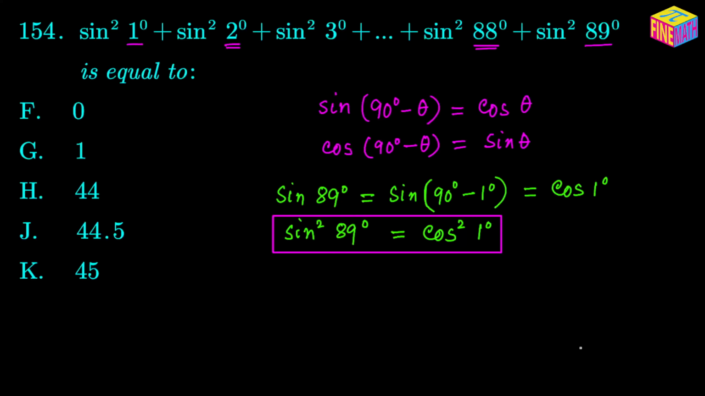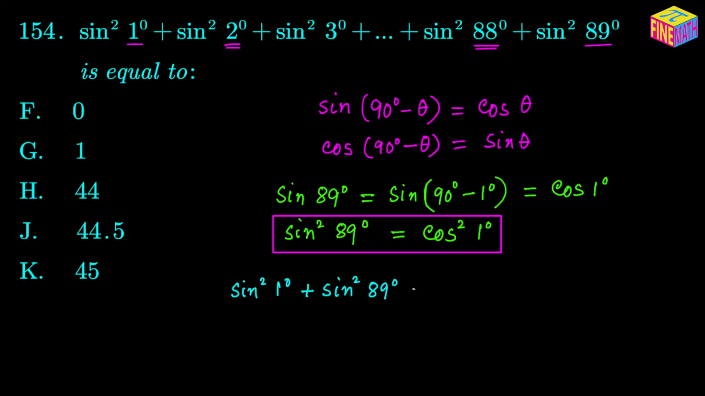So now as you can see, sine squared of 89 degrees can be written as cosine squared of 1 degree, and now I am going to pair them together, right? The first term and the last term. So what is the first term here? Well, here the first term is sine squared of 1 degree, so let me write that down, and the last term is sine squared of 89 degrees.